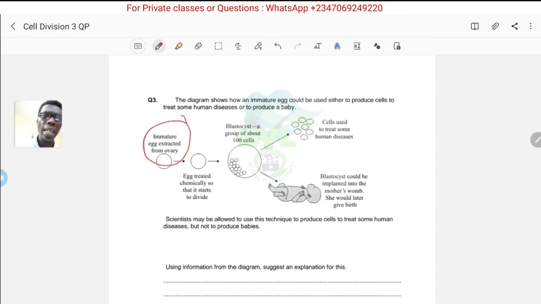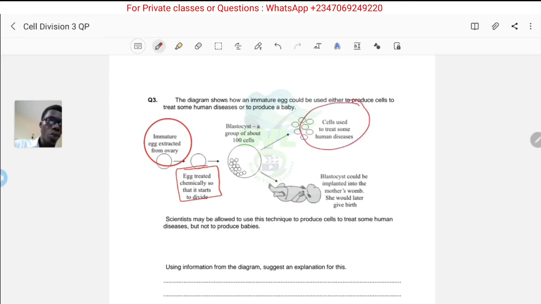It says here, immature egg extracted from an ovary. Egg treated with chemicals so as to start to divide. That means it's induced to start dividing. This is a group of about 100 cells, so it can be used to treat some disease in humans or could be used to grow babies.